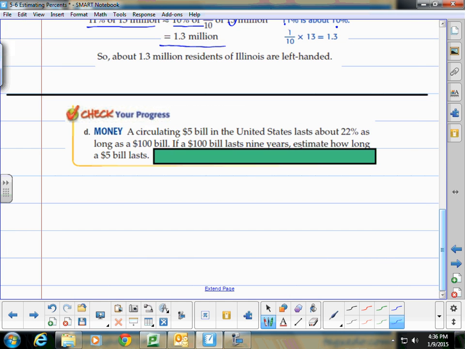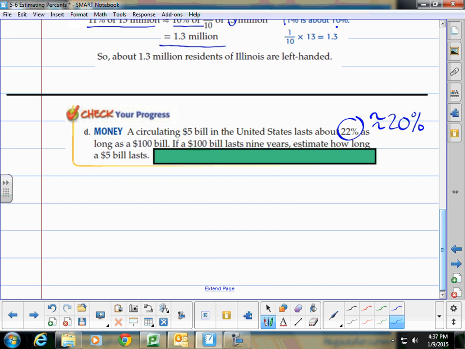Last one you can try here. A circulating $5 bill in the United States lasts about 22% as long as a $100 bill. If a $100 bill lasts 9 years, estimate how long a $5 bill lasts. Okay, so this would be a good one to try. Knowing some of the facts that you do, about what to round. Knowing 22% is near 20% would be a good strategy.